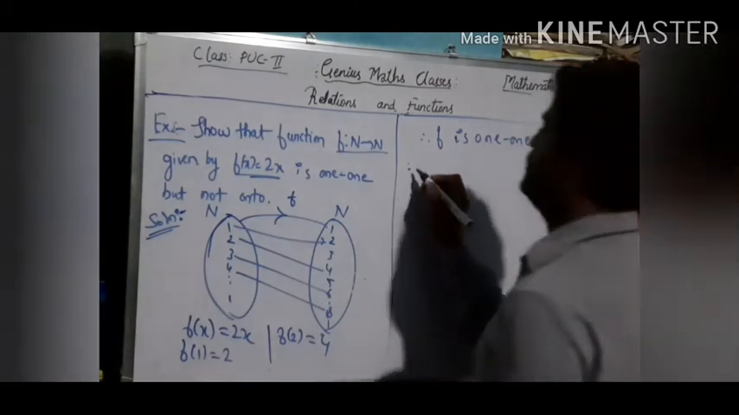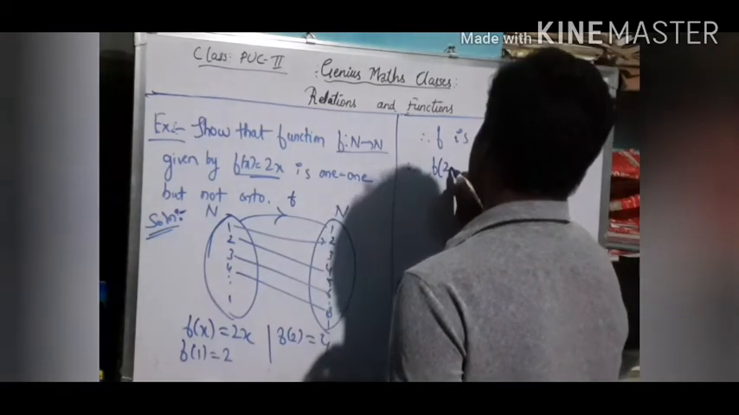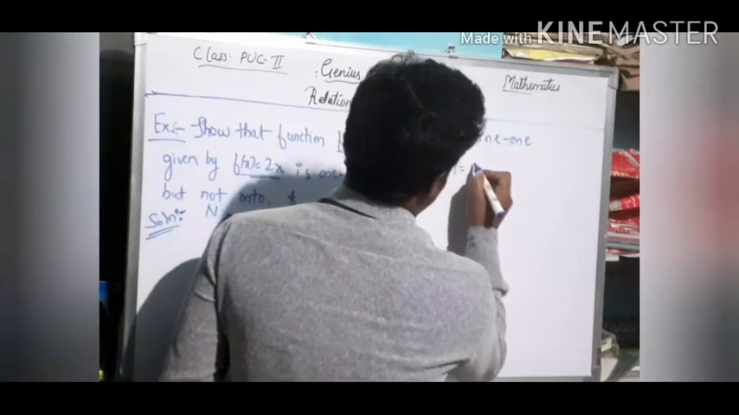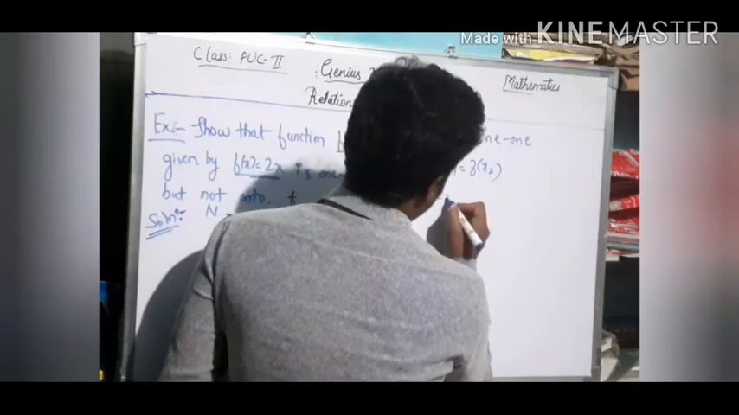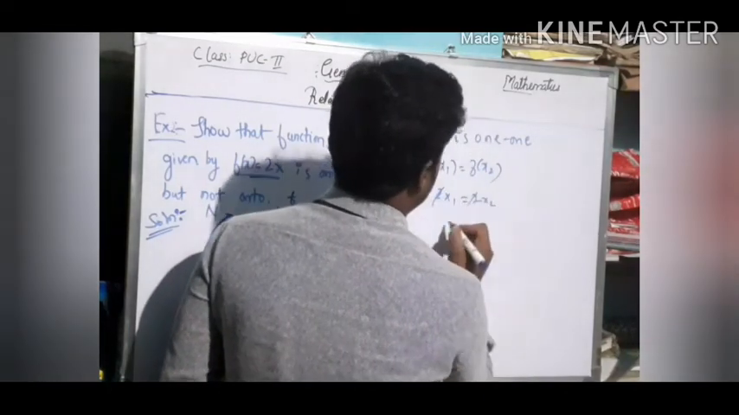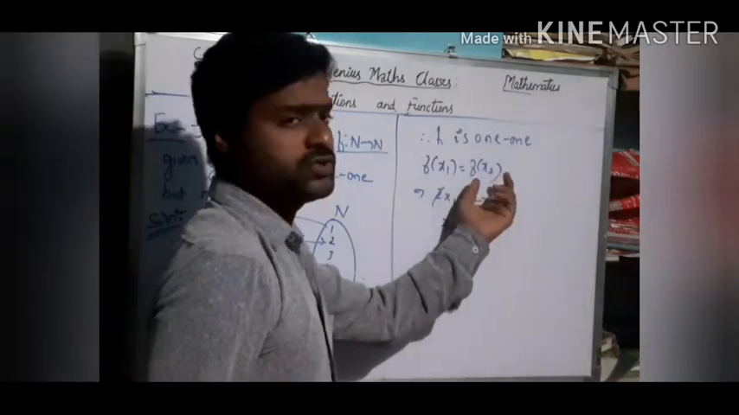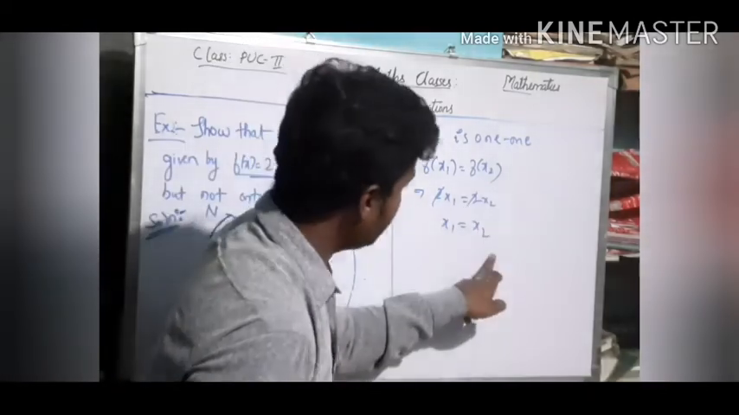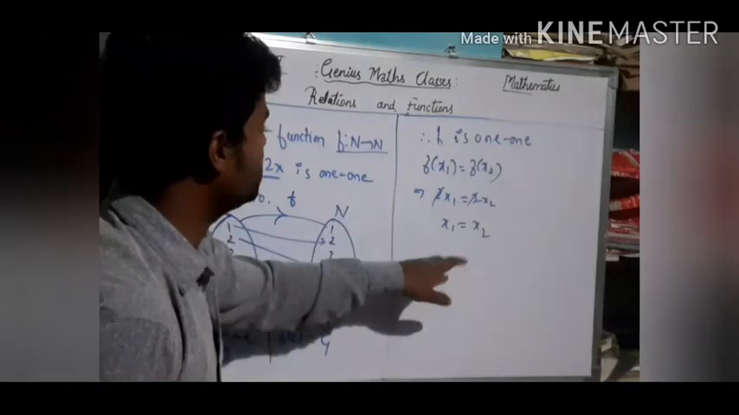Symbolically we can also write that f of x1 equal to f of x2 means 2x1 equal to 2x2. Cancelling the 2, x1 equals x2. That means when x1 equals x2, only then we get f of x1 equal to f of x2. Therefore it is one-one.